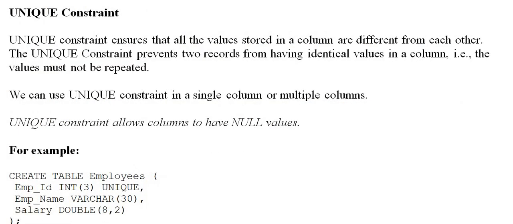Unique constraint. It ensures that all the values stored in a column are different from each other. The unique constraint prevents two records from having identical values in a column. The values must not be repeated. So create table, table name, EMP ID as unique. No two employees can have the same employee ID.